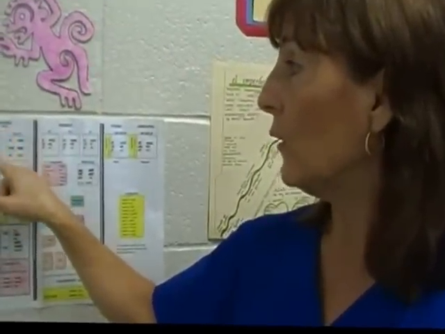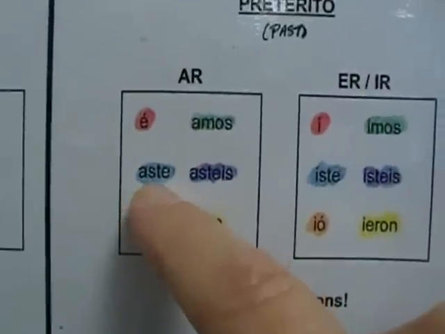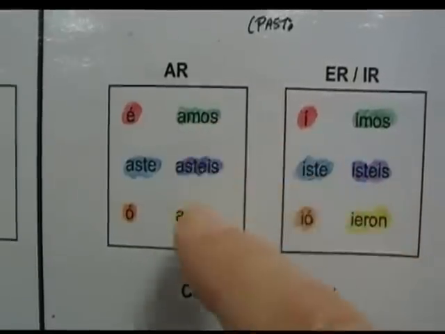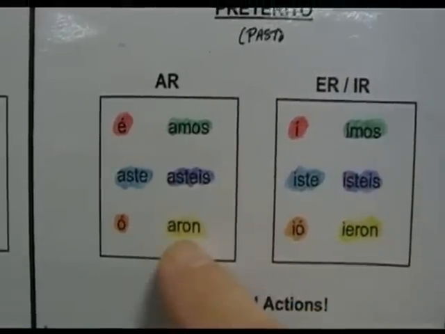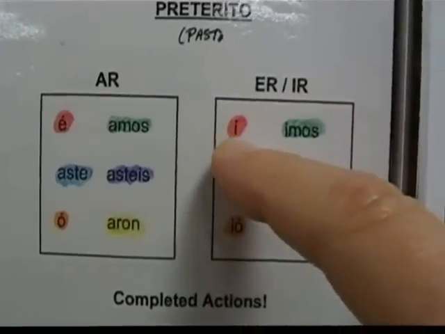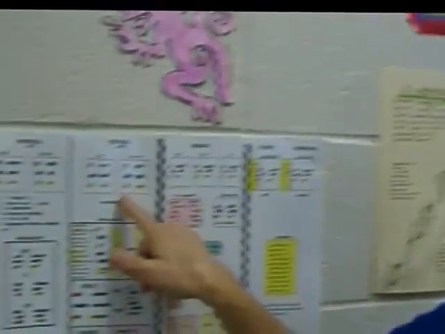So, for example, in el pretérito, for the AR verbs, it's little Miss Muffet sat on her aste, eating her curds and ó. Along came amos, accompanied by asteis, and so she is not all aron. And then for the ER and IR verbs, this little piggy went é. This little piggy went iste. This little piggy went ió. This little piggy went imos. And the last little piggy went isteis, ieron, all the way home, covering all of the verb endings here in ER and IR.